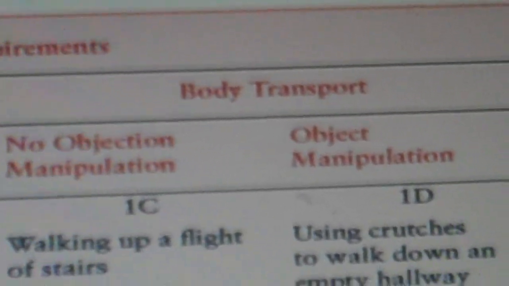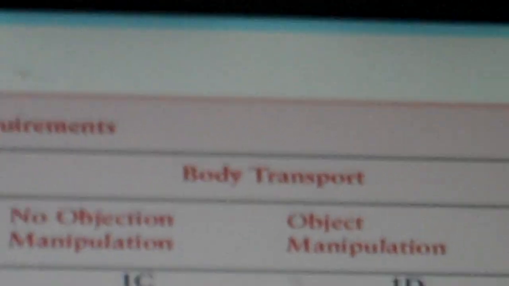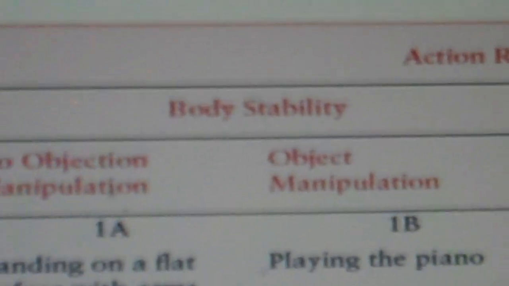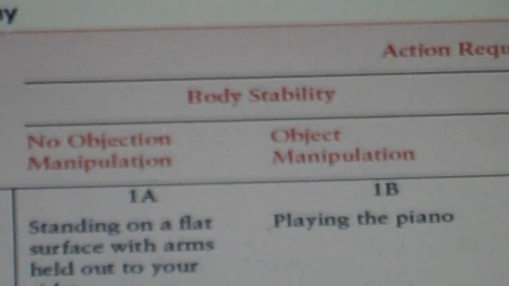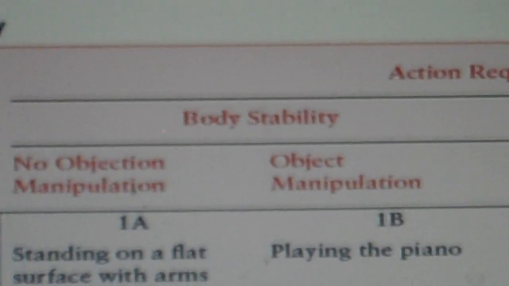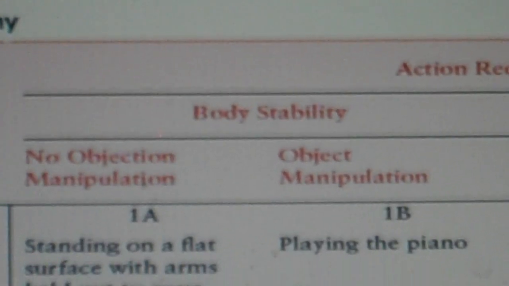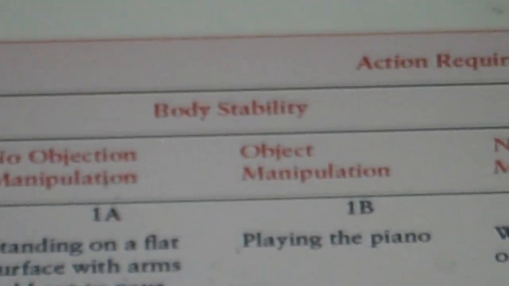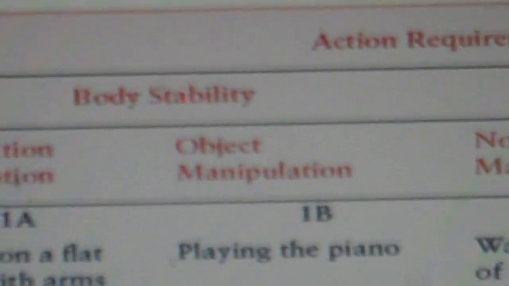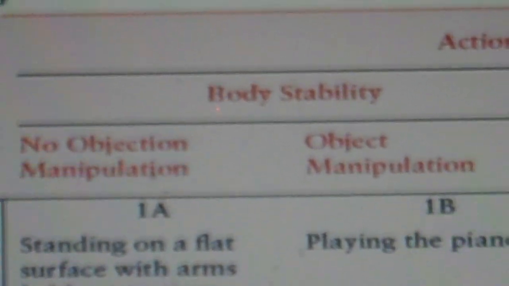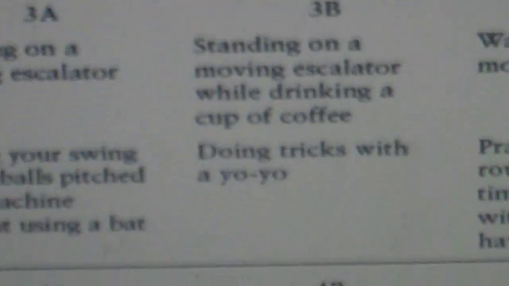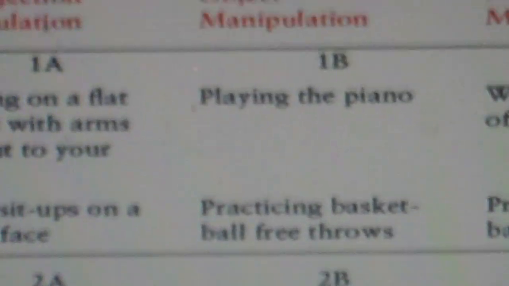or body transport. When I'm juggling, and let's assume that I'm pretty good, it's body stability. I'm standing in one place, I'm not walking around. So to use this chart, when I have body stability, I'm now automatically in column A or B because that's body stability. So I automatically know that I'm going to classify this skill in either column A or B. So my next question is, no object manipulation or object manipulation? Well, of course, I'm manipulating objects as I'm juggling. So now I know I'm in column B.